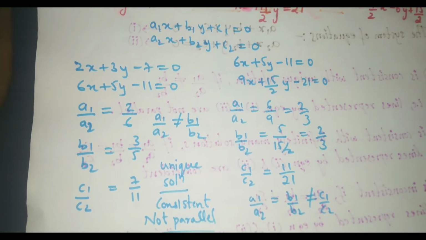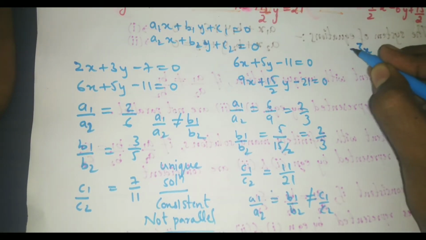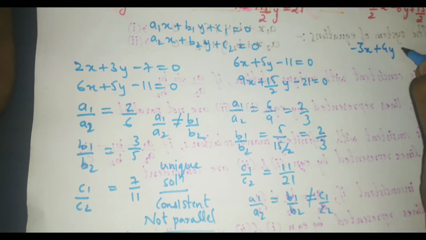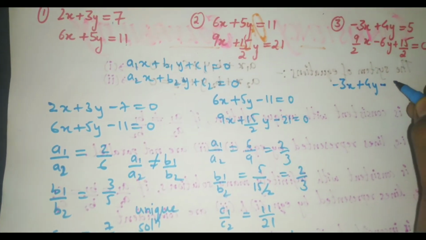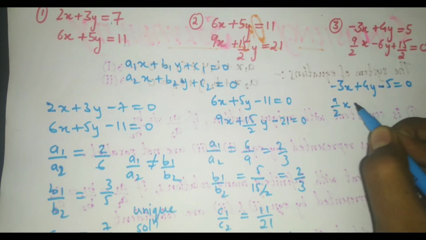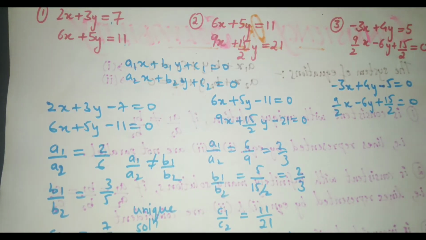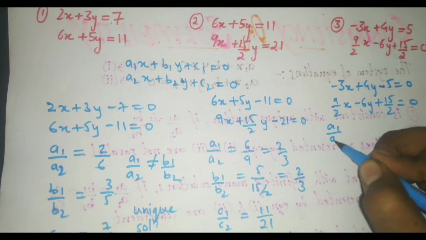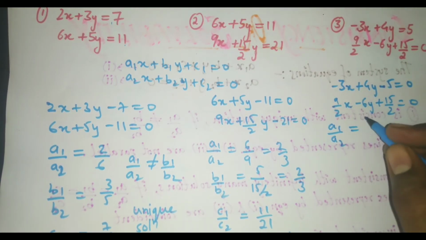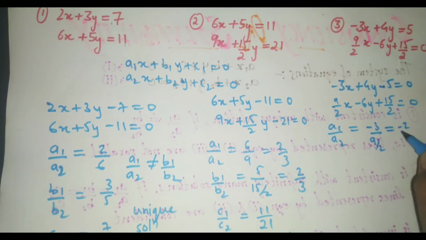Now moving on to the third question. In third question you have to do the same thing. 3x, this is minus 3x, shift the constant terms towards the left side, so we can say equal to 0. 9 by 2x minus 6y plus 15 by 2 equal to 0. Fine. Now what you have to do, a1 by a2 and b1 by b2 and c1 by c2 you have to find out. So a1 by a2 is nothing but what, minus 3 by 9 by 2, so minus 3 by 9 by 2, so this will become as what, minus 2 by 3.